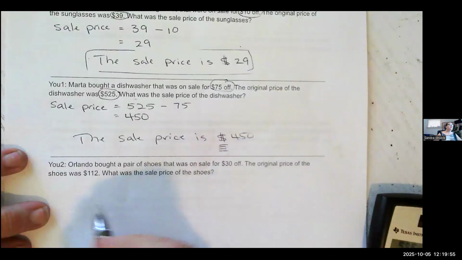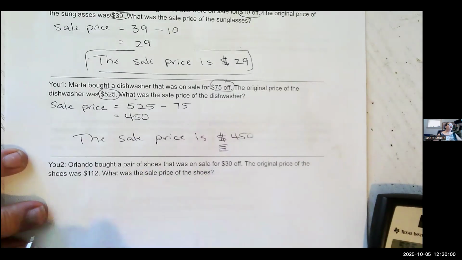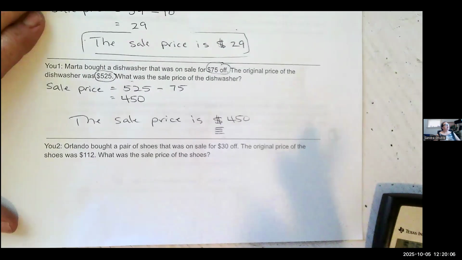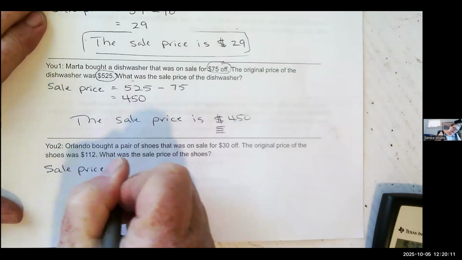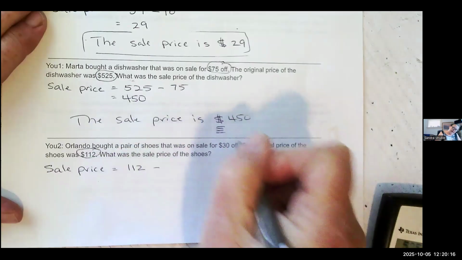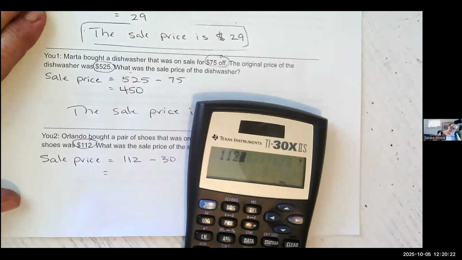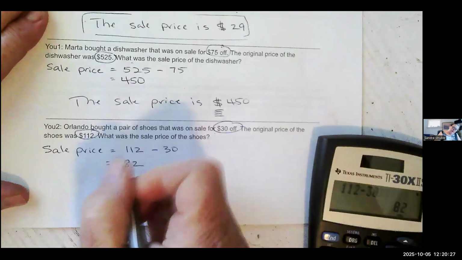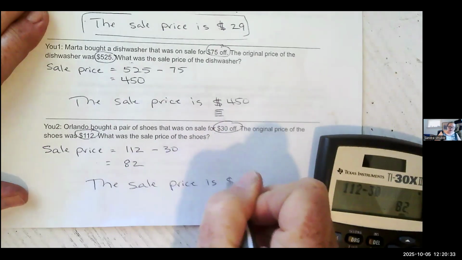All right, the next one: Orlando bought a pair of shoes that was on sale for $30 off. The original price of the shoes was $112. What was the sale price of the shoes? If you have not done this one, please pause the video, attempt it yourself, and then come back to see how you did. So again, the sale price is just the original price, $112, minus the discount of $30. So 112 minus 30 is 82. So the sale price is $82.